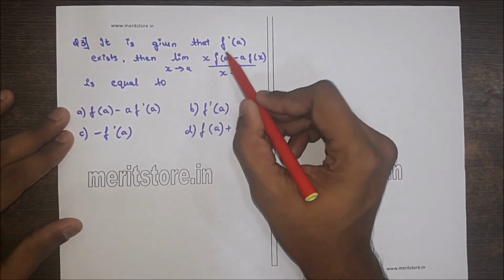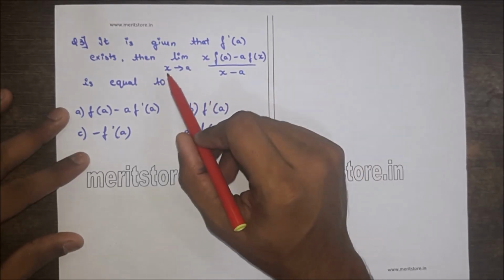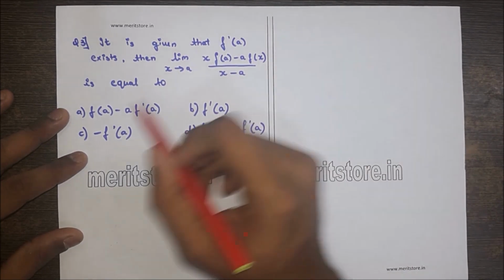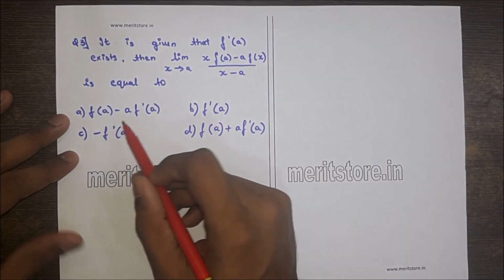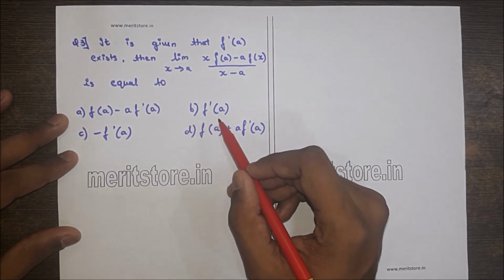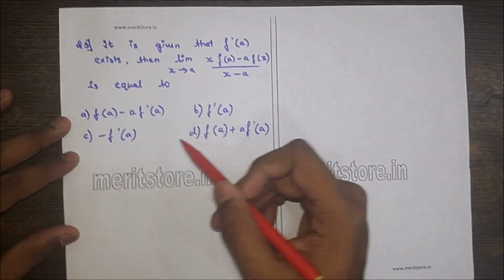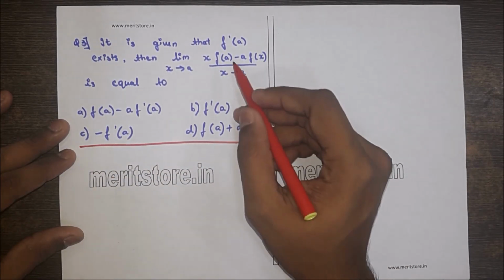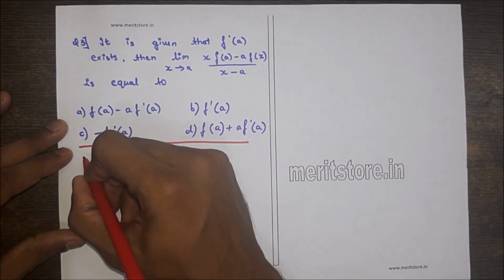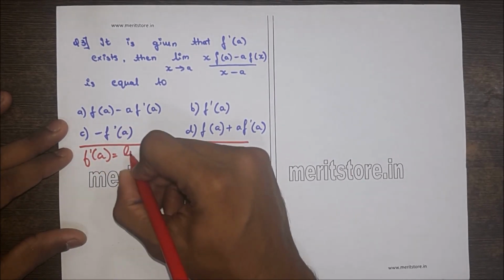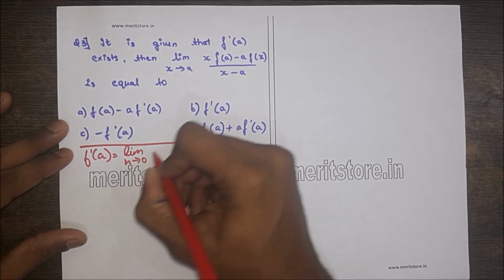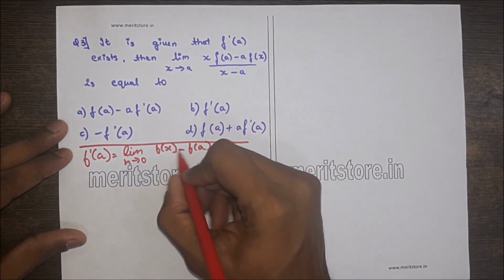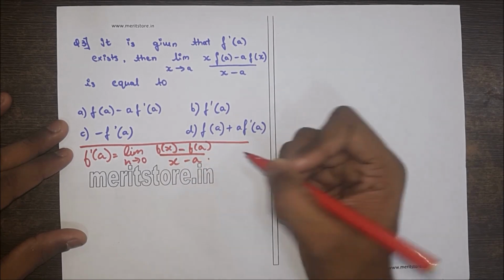It is given that f dash of A exists, then limit of x tends to A, x f of A minus A f of x upon x minus A is equal to option A f of A minus A f dash of A, B f dash of A, C minus f dash of A and D f of A plus A f dash of A. Now, since it is given that f dash of A exists, f dash of A is equal to limit of h tends to 0, f of x minus f of A upon x minus A.